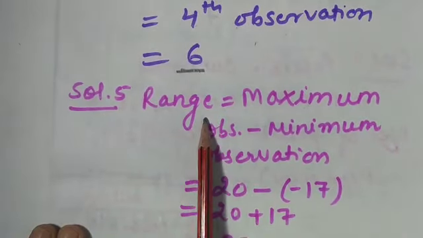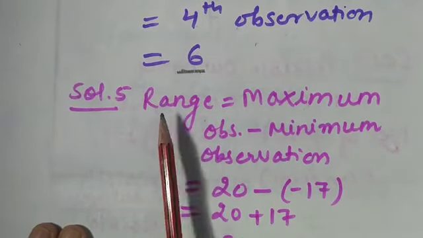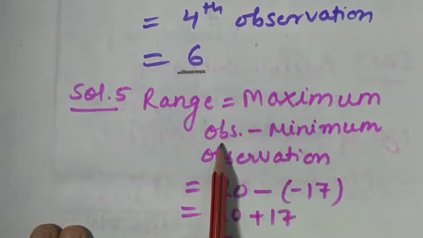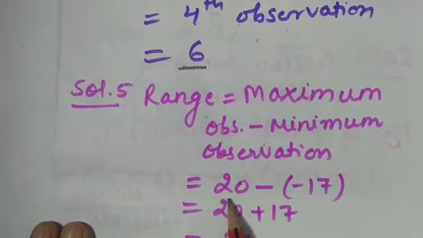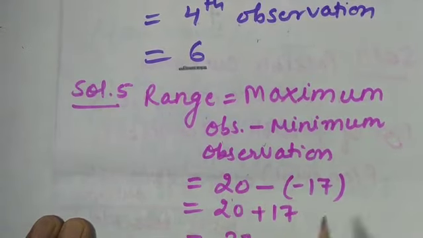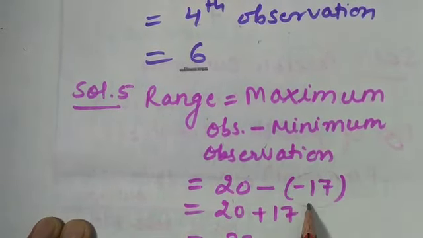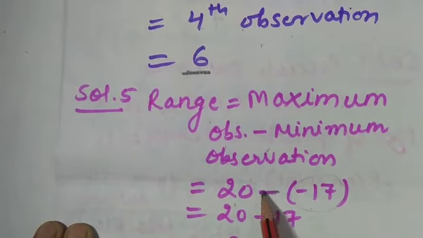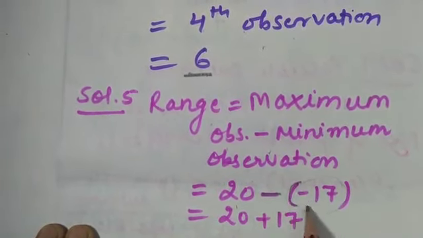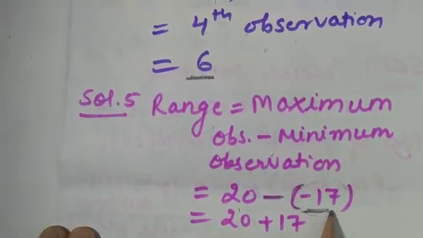First I will write the formula. I have to find the range. So range is given by maximum observation minus minimum observation. Here the maximum observation is 20 and the minimum is minus 17. And we have to find the difference. This sign is only for the difference, and this is the minimum observation.